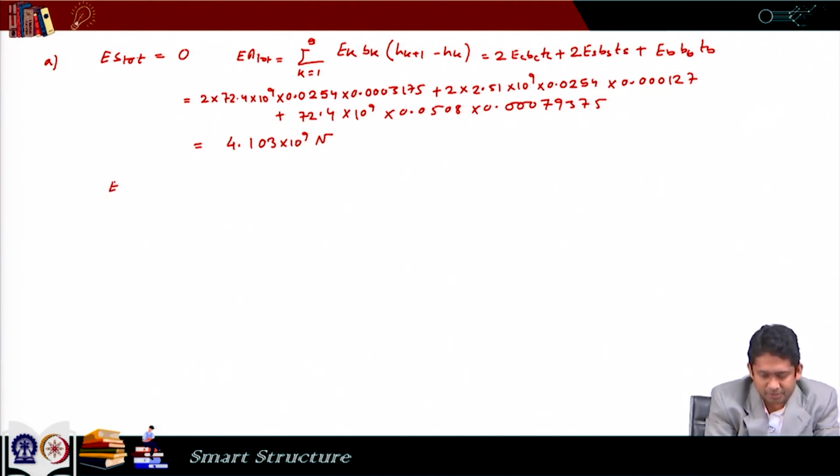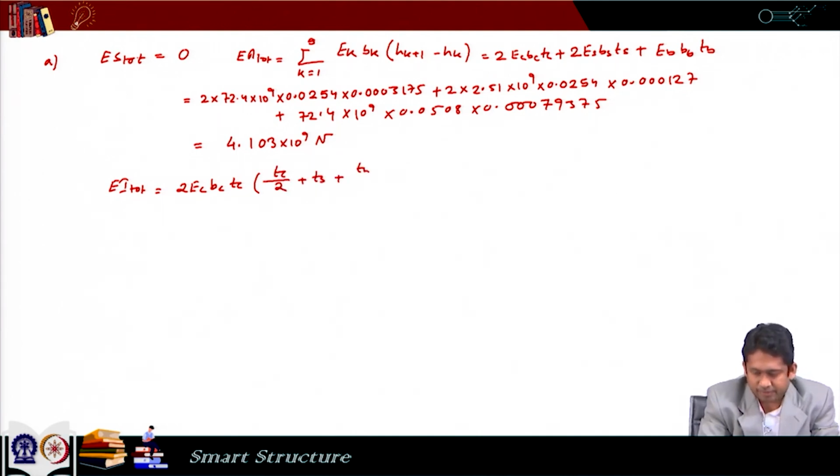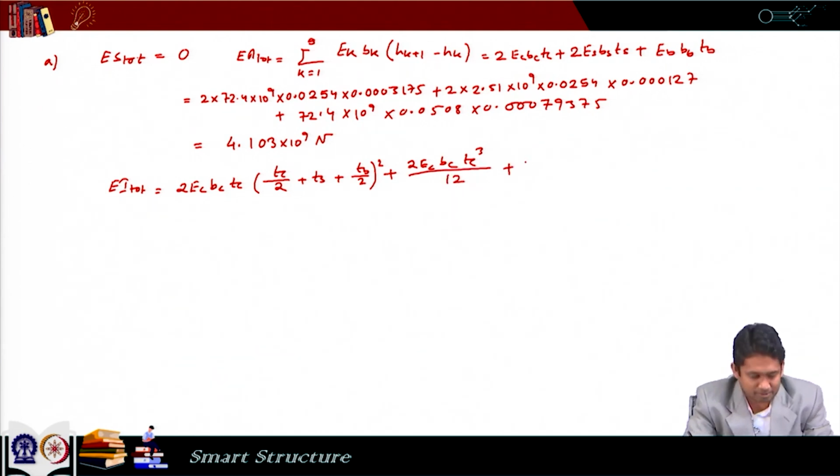Similarly, EI total, if we want to find out, then the expression is 2 EC BC TC. So, there are 2 piezo layers and we are finding out everything with respect to the midline of the beam. So, when we find out for the bond and the piezo, we have to find out their moment of inertia with respect to their centroid, and then we shift it to our desired location, that is the midline of the beam.